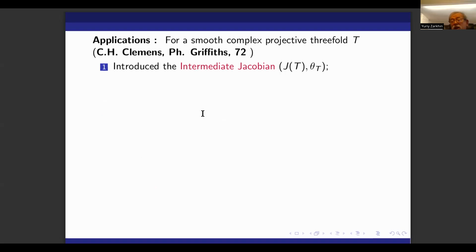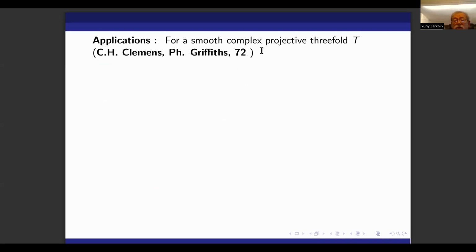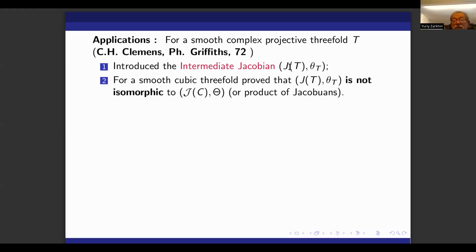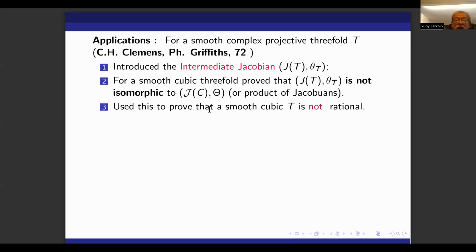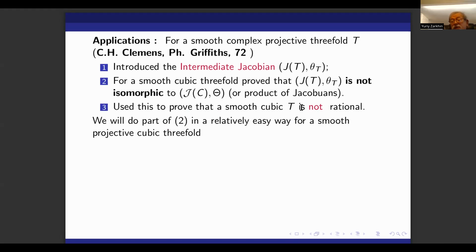Applications. And actually, this application was the main motivation for me to do this. For a smooth complex projective threefold T, Clemens and Griffiths introduced the intermediate Jacobian, which is a principally polarized abelian variety, and proved that this is not isomorphic to a Jacobian or a product of Jacobians. And they used it to prove that a smooth cubic threefold is not rational. It was one of the famous counterexamples to Lüroth's problem in dimension 3.